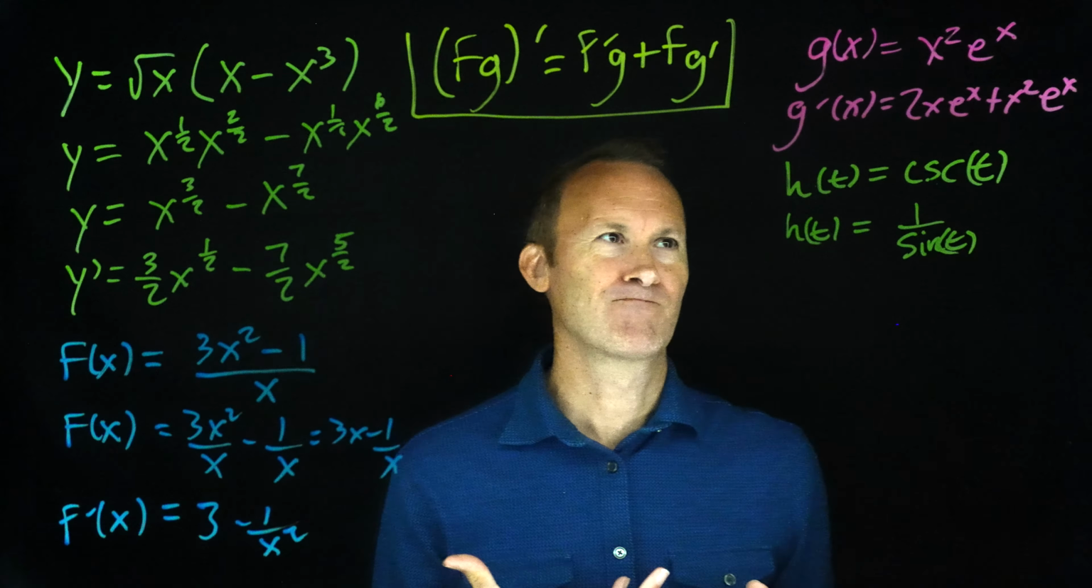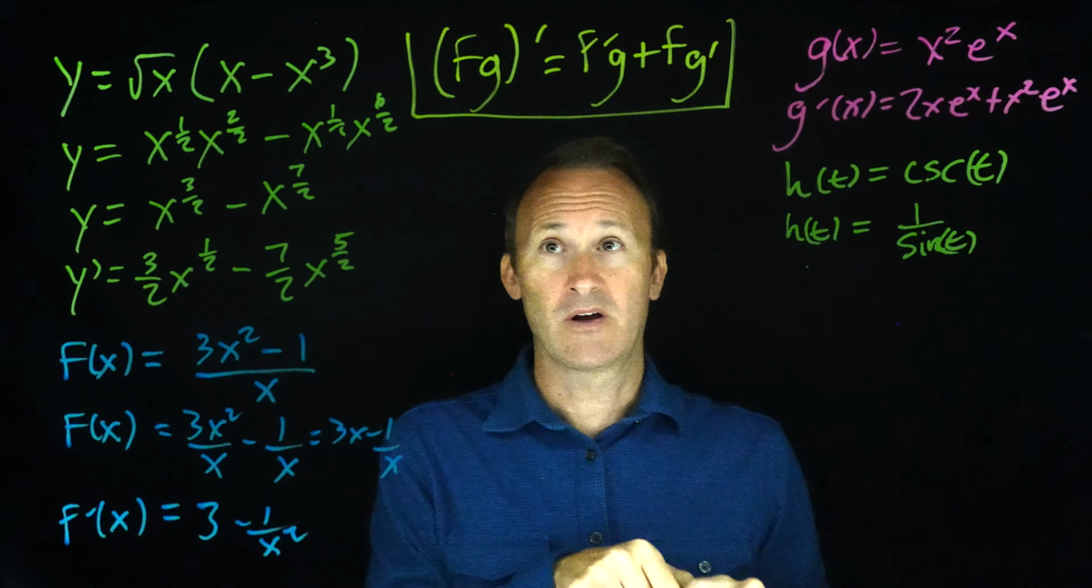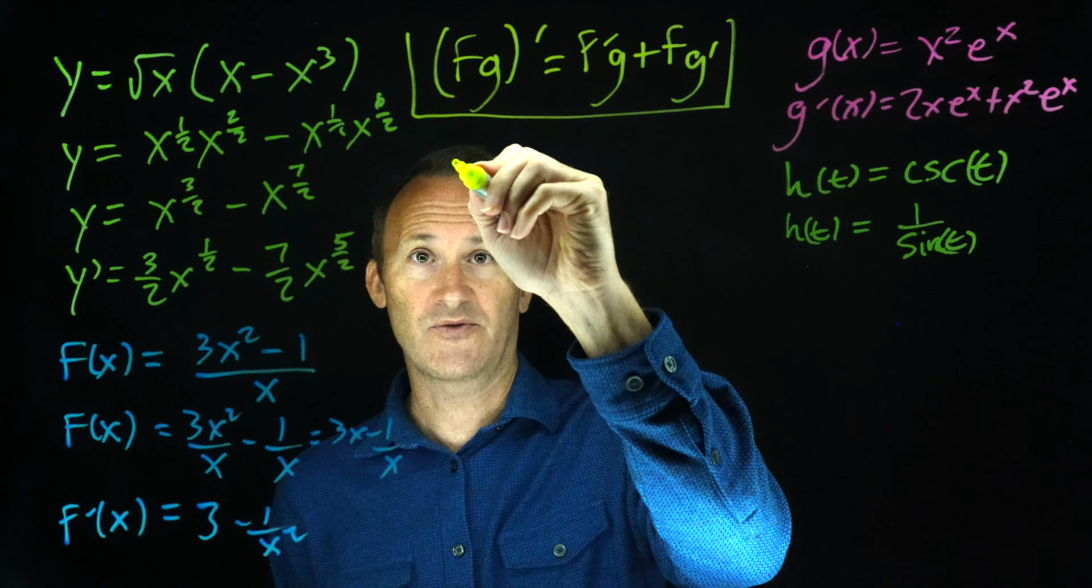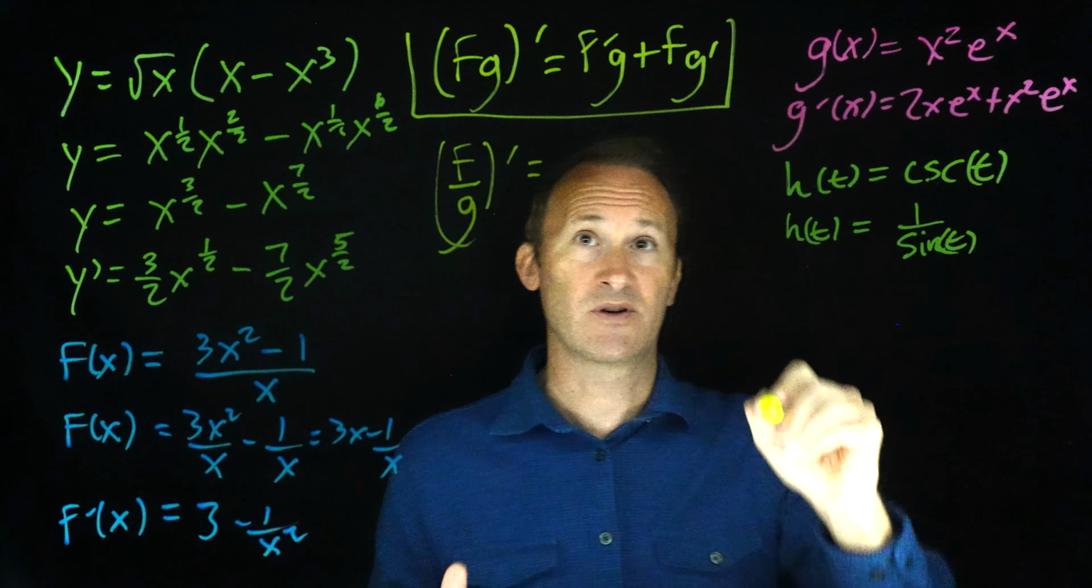Alternatively over here, what if we had an e to the x in the denominator? You can't really cancel it. You actually need another rule. We've got the product rule, we also need the quotient rule. Okay, so there's another rule called the quotient rule. And it says if you've got f over g, and you want to take the derivative of f over g, this is what you end up with.